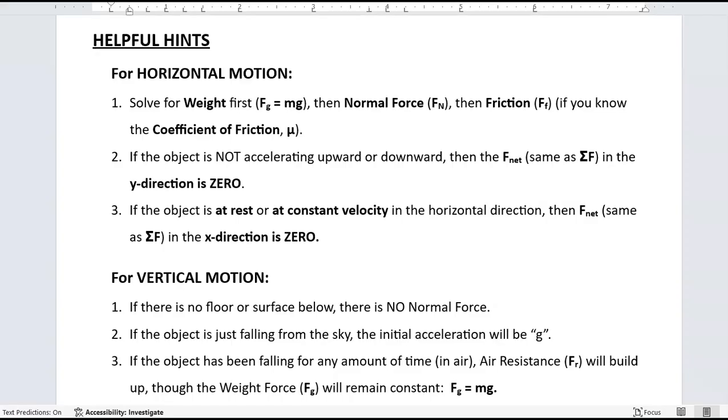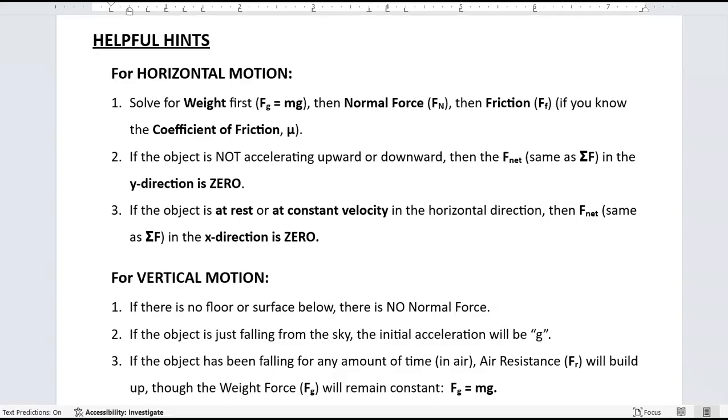First, you're going to solve for the weight of that object or individual or whatever it is your system is composed of. M times g gives you the weight. Then you figure out the normal force. Well, the normal force is pressing up against the weight. And if there are no other vertical forces, the normal force will be the same magnitude as the weight force, except the normal force will be positive, pointing up, and the weight force will be negative, pointing down.